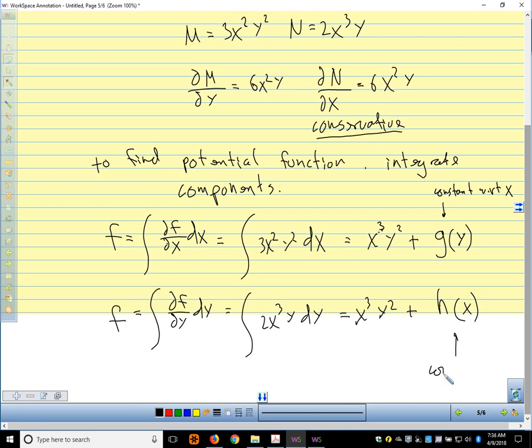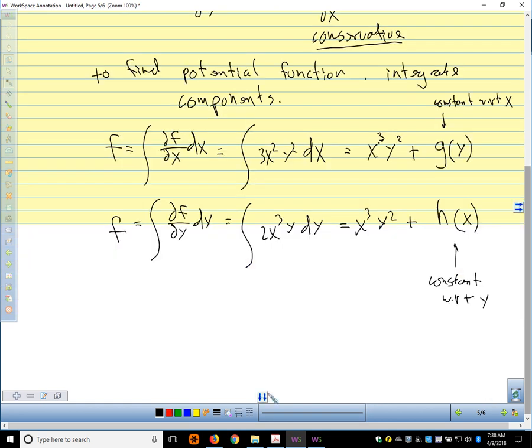This is a constant with respect to y. Well, the way that we can tell if we have to add some random function of x or some random function of y is if we integrated this and this had some extra bit, or we integrated this and it had an extra function of y, then we'd have to add that to our potential function. But since these two are exactly the same, we can say f equals x cubed y squared plus a scalar constant.